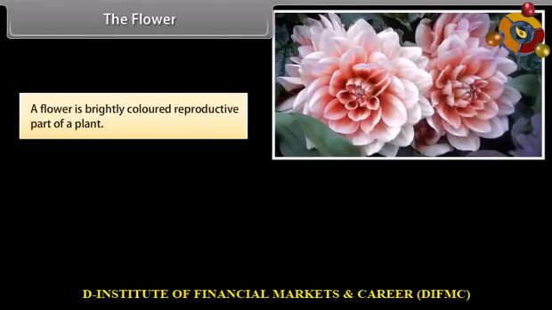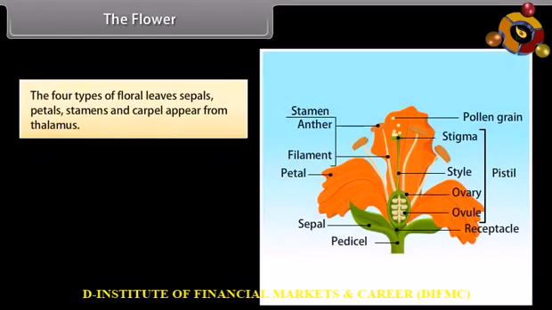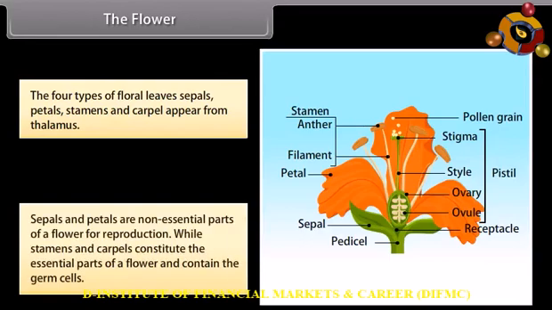The flower. A flower is a brightly colored reproductive part of a plant. The stalk of flower is called pedicel. The swollen flat tip of pedicel forms the thalamus. The four types of floral leaves, sepals, petals, stamens, and carpel appear from thalamus. Sepals and petals are non-essential parts of a flower for reproduction, while stamens and carpels constitute the essential parts of a flower and contain the germ cells.